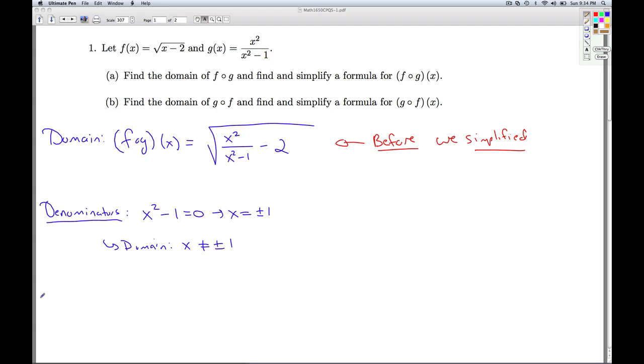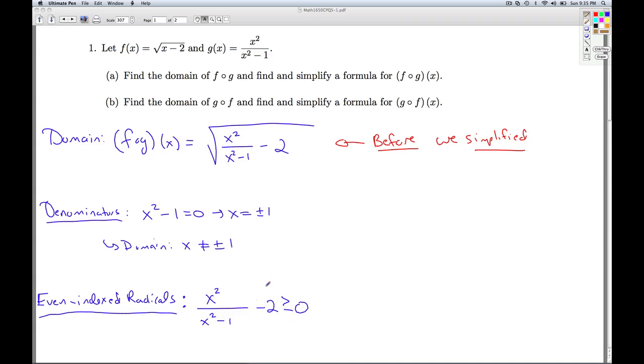What's the second thing I look for? I look for even radicals, or even indexed radicals, like square roots, fourth roots, sixth roots, etc. Well, I've got a square root right there, and in order for this square root to be a real number, I need the radicand, what's underneath it, to be bigger than or equal to 0. So I take the whole thing and set it bigger than or equal to 0.